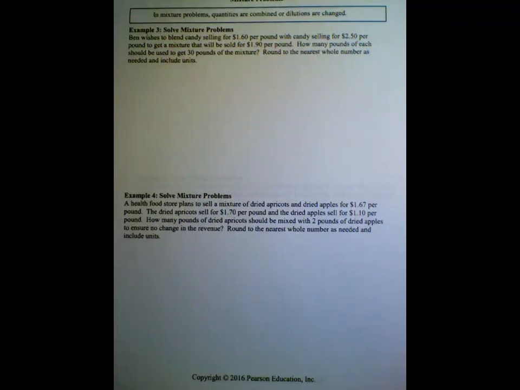We'll continue now with section 1.7 on our problem solving or linear application problems. Now we'll look at some mixture problems. In mixture, quantities are combined or dilutions are changed. Let's look at example 3.